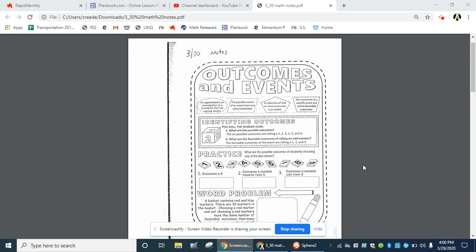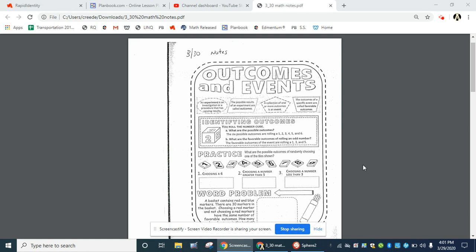All right, so we're going to talk about outcomes and events. Before I can talk about the outcomes or the events, I have to talk about what we can do to get outcomes and events. Well, in order to get an outcome or event, we must perform an experiment. An experiment could be rolling a dice, flipping a coin, drawing a number out of a hat, and so on and so forth. Today we're going to talk about a number cube, number tiles, and choosing markers out of a bucket, for example, or a basket.